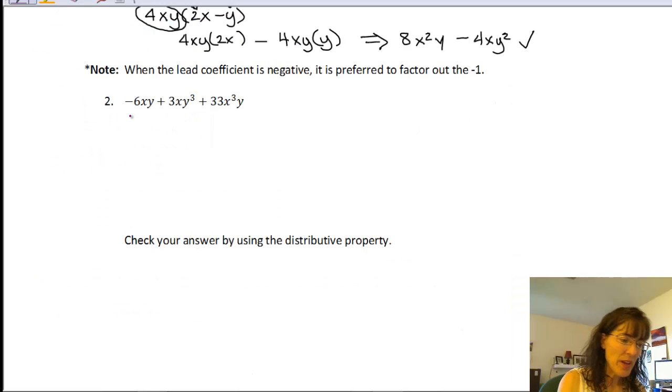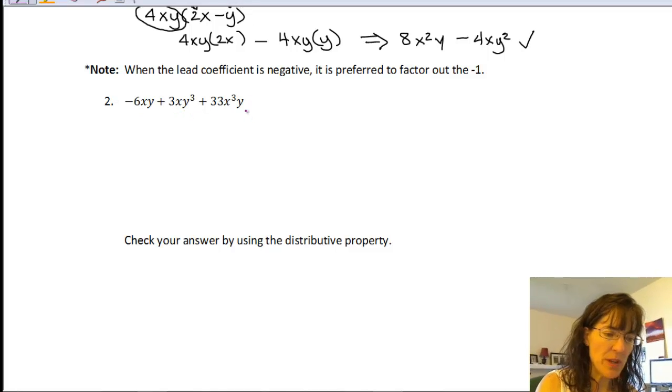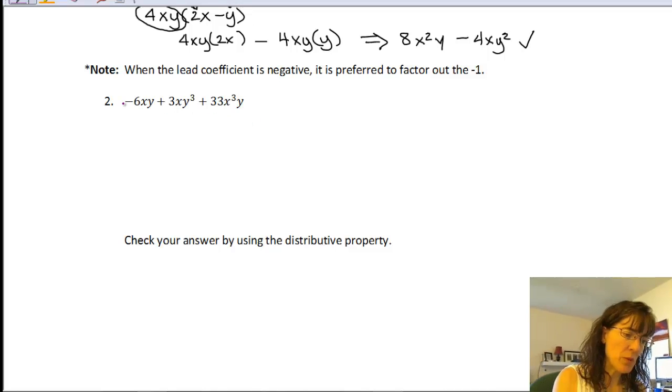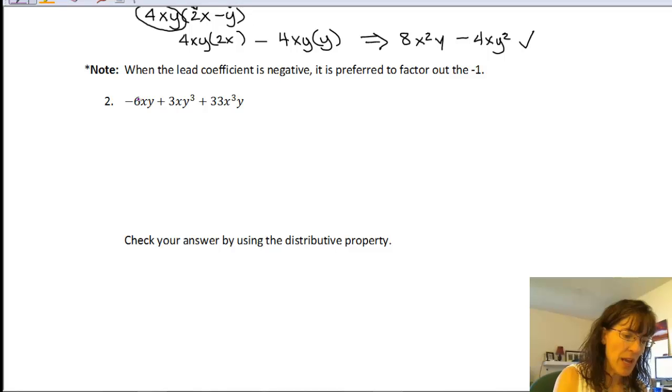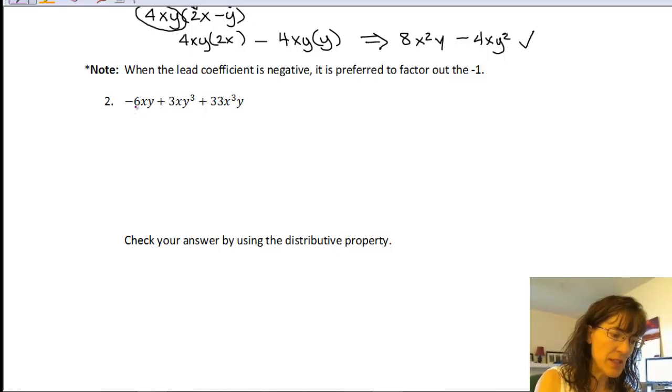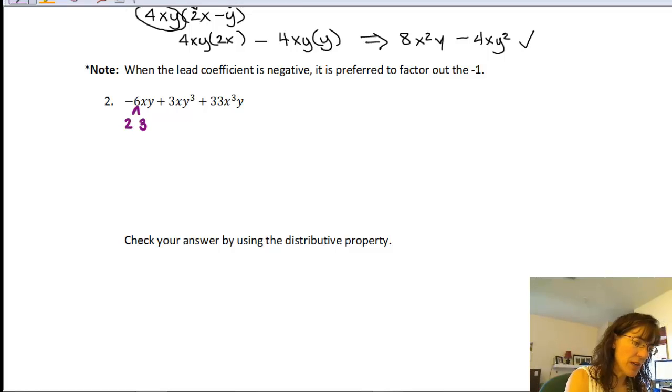Number 2, we have a negative on the first term. Xy is probably not the highest degree. When I'm looking at it, I want to see if there's a greatest common factor first, and I see the 6 is divisible by 2 and 3, and the 3 is just a 3. The 33 is 3 times 11, and so I can see that all of them have a 3 in common.